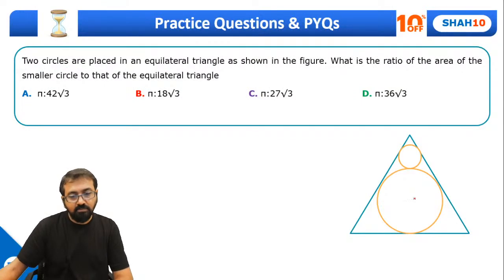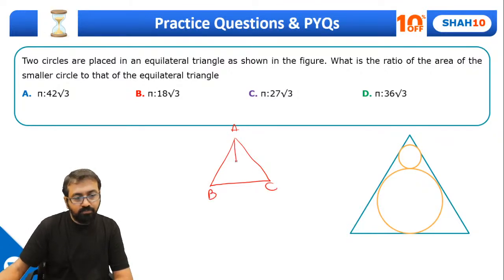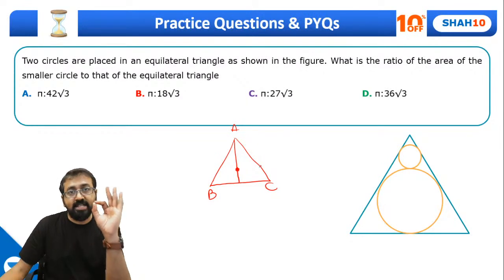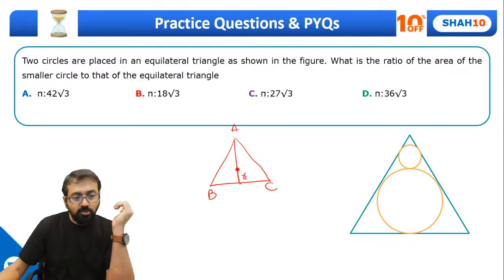Look, in an equilateral triangle, this is an equilateral triangle. So I will draw the height. If I draw the height, the centroid will be over here. So this point is nothing but centroid, incenter, circumcenter and all. So this will be inradius and this will be circumradius. Remember it that way.